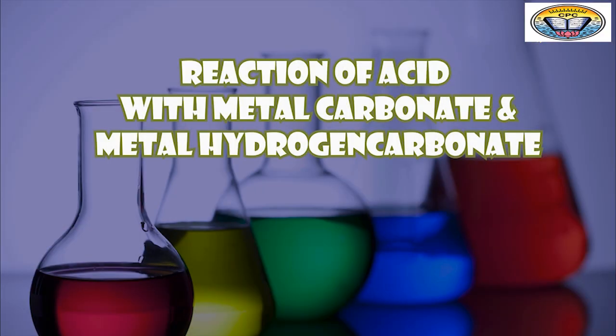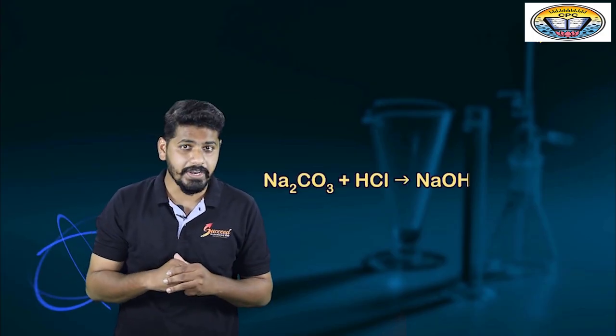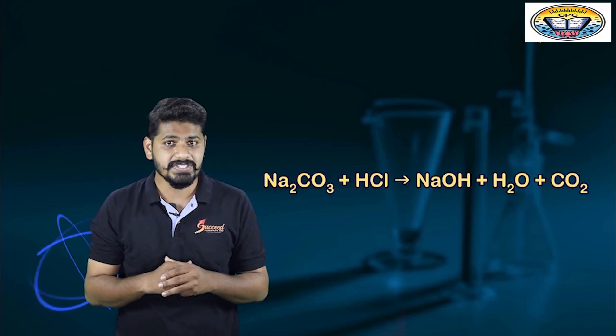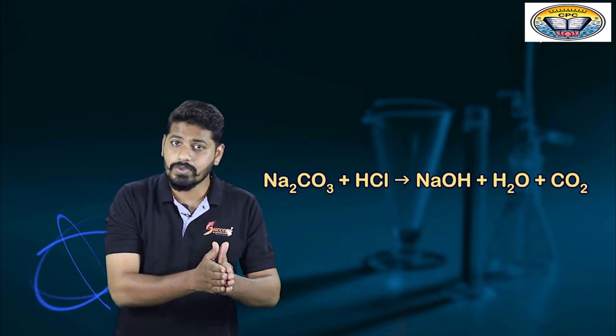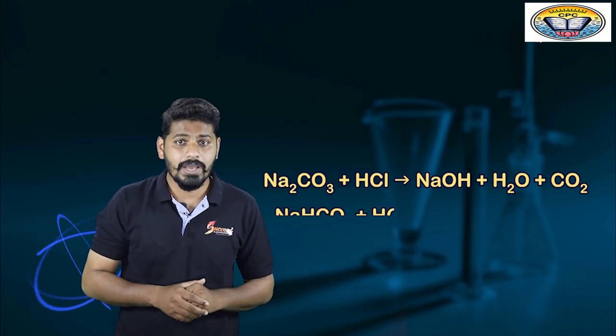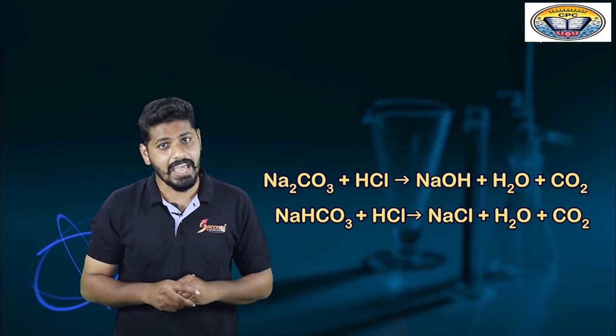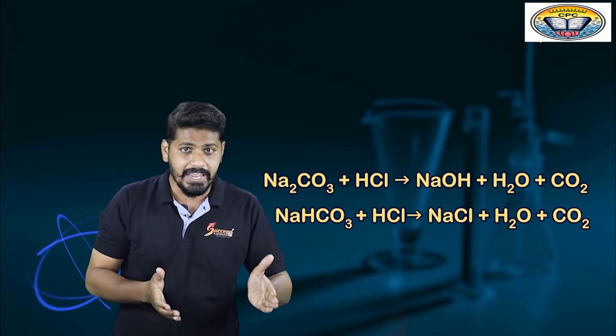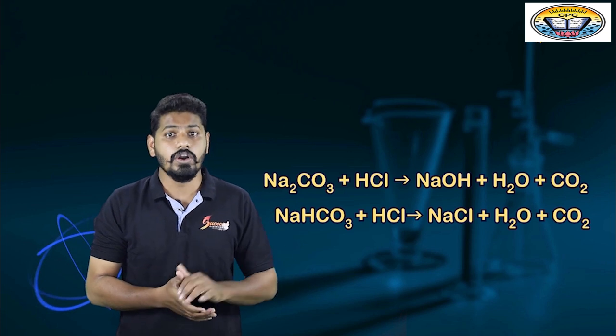Now we'll see what happens when acid is reacted with metal carbonate and metal hydrogen carbonate. Whenever an acid is reacted with metal carbonate or metal hydrogen carbonate, the product remains the same. It forms salt, water along with the liberation of carbon dioxide. Whenever sodium carbonate is reacted with HCl, it forms NaCl, water along with the liberation of carbon dioxide. In a similar way, when sodium hydrogen carbonate is also reacted with an acid, even that forms NaCl, water and carbon dioxide.